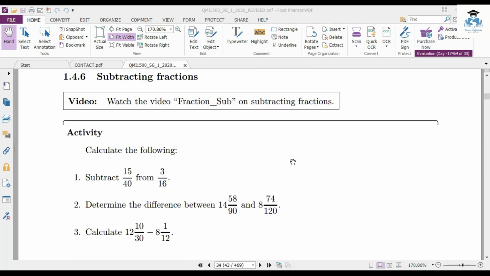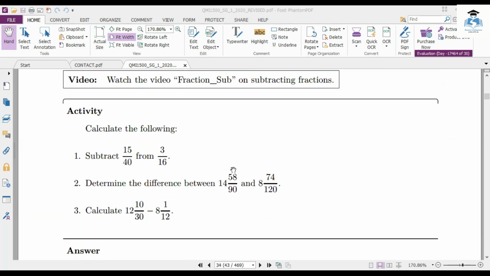Okay, perfect. When we are subtracting, we use the same rule again. What will just change is the sign. Take 3 over 16 minus 7 over 40. So you look for the lowest common multiple.